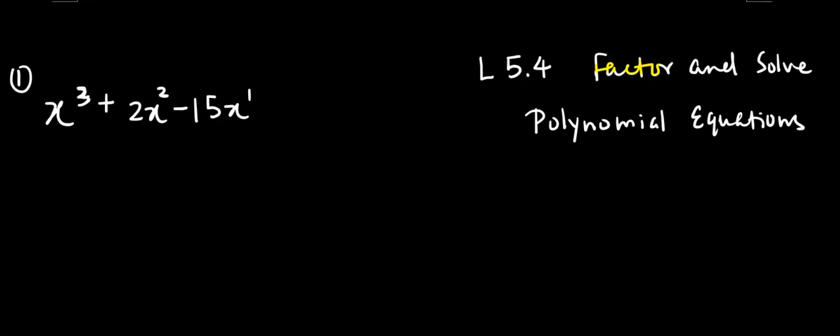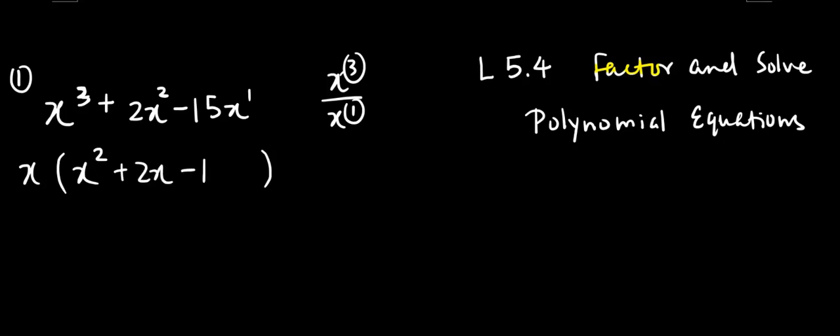So step one, we're going to factor out a common monomial, that is x. Remember, factor is a division. So when you factor out x from x to the third power, you're thinking about divide. When you divide it, what do you do? You keep the base, subtract the exponent. So this one becomes x to the second power. Let's do the next one. 2x squared, and we factor out x, we have 2x. And the last one, we have negative 15.